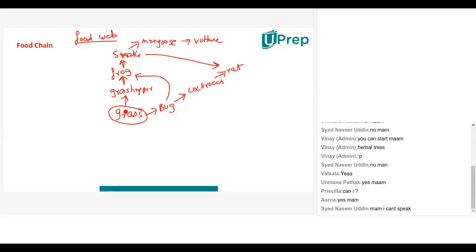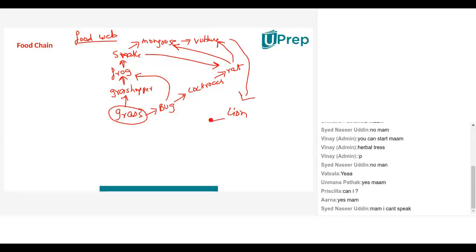Right? So can you see the interconnection between these two food chains? A rat will not eat only cockroach. A rat can also eat something else. A snake will not only eat a frog. A snake can also eat a rat. The vulture will eat the mongoose. The vulture can eat a rat. The vulture can also eat a lion, which was actually eating a deer. The deer was actually eating the plants or the grass.